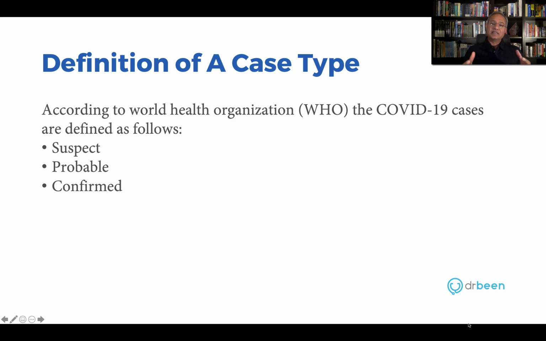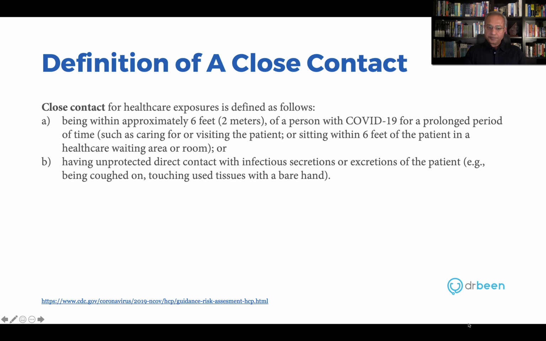So what are the cases? The cases for this disease are a suspected case, according to WHO, where you suspect that this person may have it. Then a probable case, where you test the suspected person and see if there is still a probability or not, and then a confirmed case.